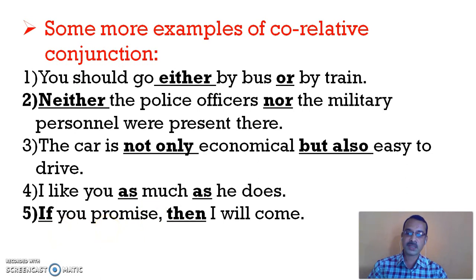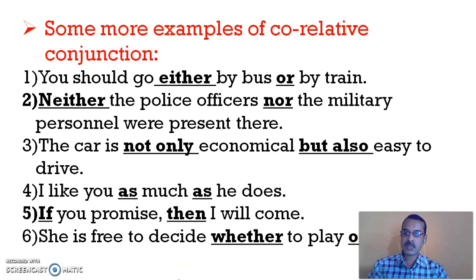If you promise, then I will come. If you promise, then I will come. If, then. In this example, in your exam, these places will be blank, and you have to apply the correct correlative conjunctions logically. In the next example, she is free to decide whether to play or not. Here also there are two options, and they are joined with each other by using whether or. Here you need to understand the Marathi meaning of this example.